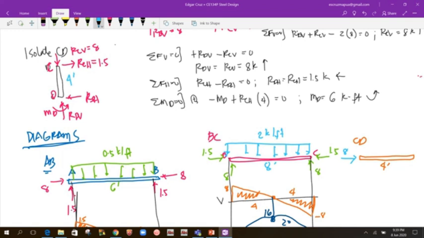Tapos meron kang RDH rather. So, may RDH tayo rito. Ang RDH natin, ilan ba? 1.5. So, 1.5. Tapos, may moment tayo na counterclockwise, which is 6. Tapos, sa kabilang dulo naman, sa point D, meron tayong pababa na 1.5. Tapos may kaliwa tayo na 8. Okay, so walang moment, tas wala tayong load.